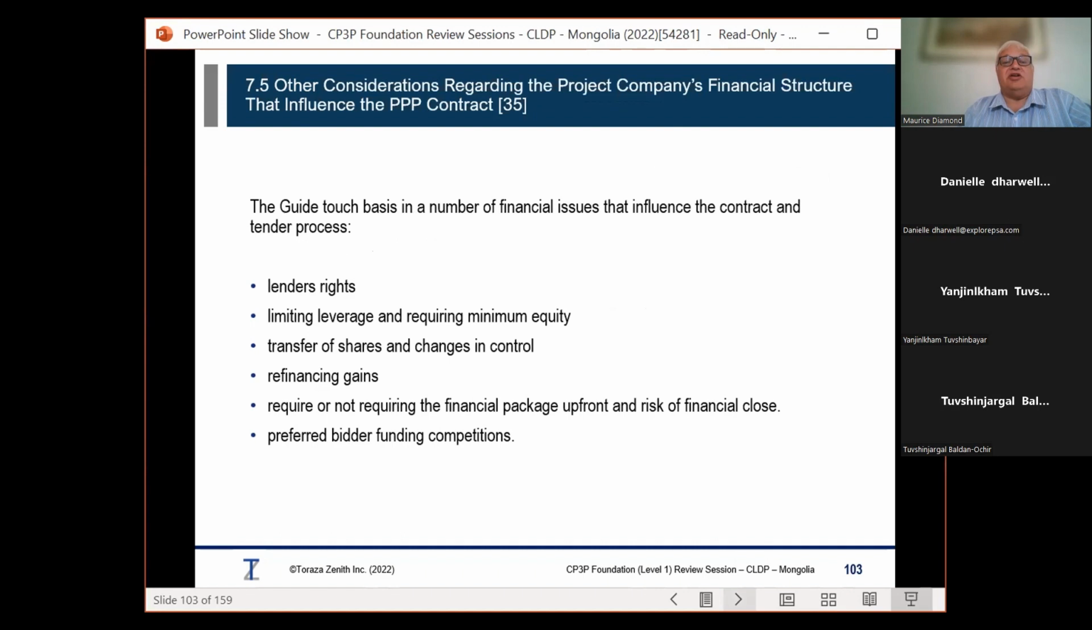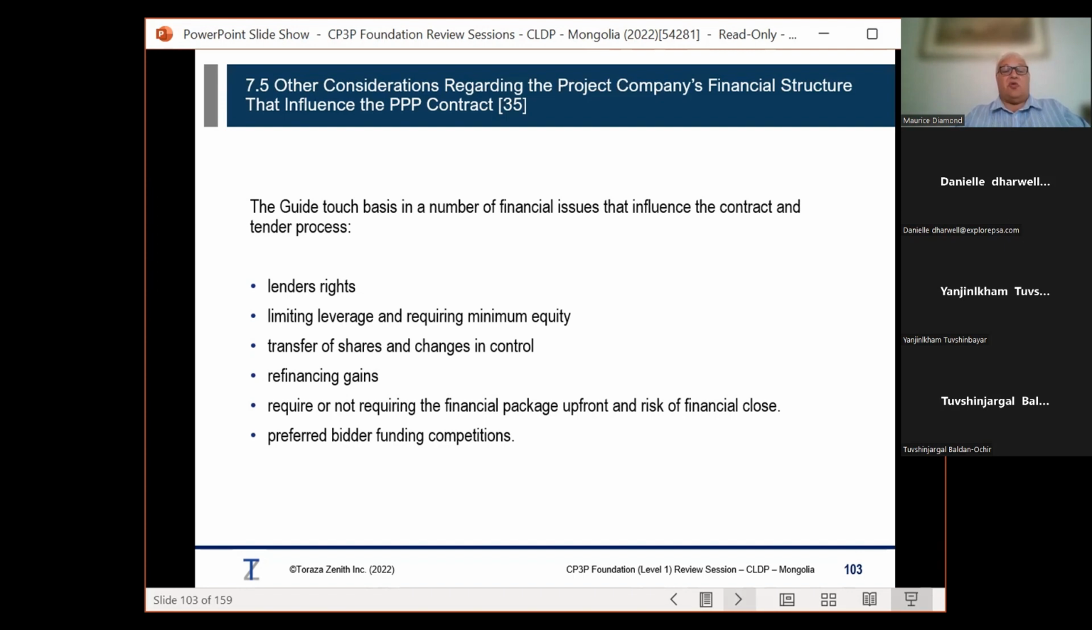Right, other considerations regarding the project company's financial structure are the lender's rights, limited leverage and requiring minimum equity, things like transfer of shares and changes in control, refinancing gains. And again, for each of these, please make sure that you've read about them, in particular, lender's rights, refinancing gains.